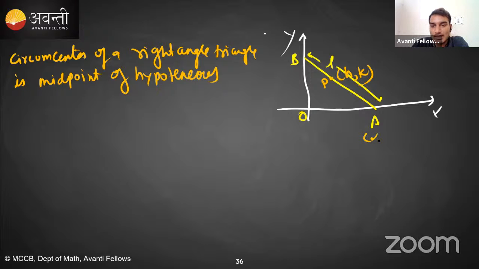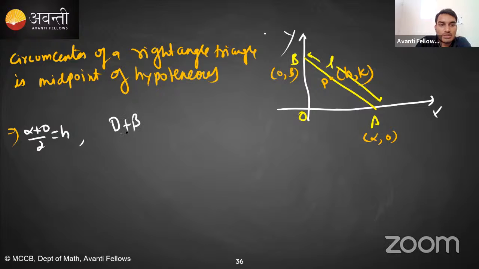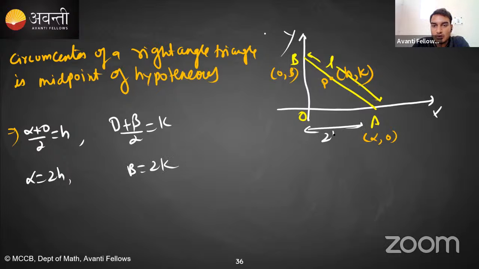So let's say point A is (alpha, 0) and point B is (0, beta). So the midpoint (alpha plus 0)/2 will be h, and (0 plus beta)/2 will be k. So alpha comes out to be 2h, and beta comes out to be 2k. So this is 2h, this is 2k.